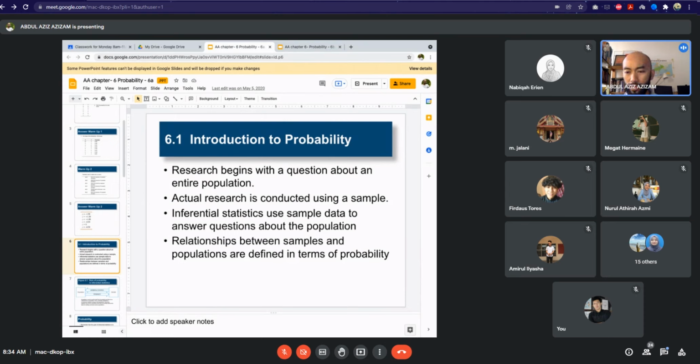Daripada awal-awal semester lagi saya sebut, kita buat research, selalu kita pakai sample untuk represent the population. It's pretty difficult for you to get the whole population to answer your questions. The whole population is not doable to answer your questionnaire, for example, to answer your survey. So we use some sample. Why we use some sample? Because some sample alone is enough to represent the populations.